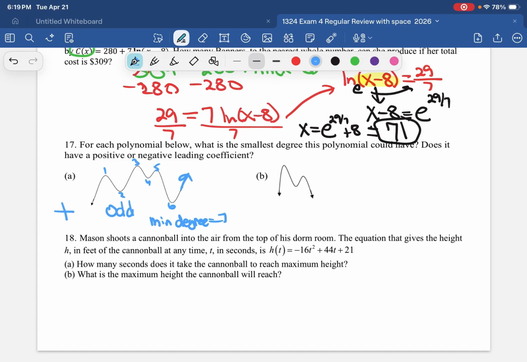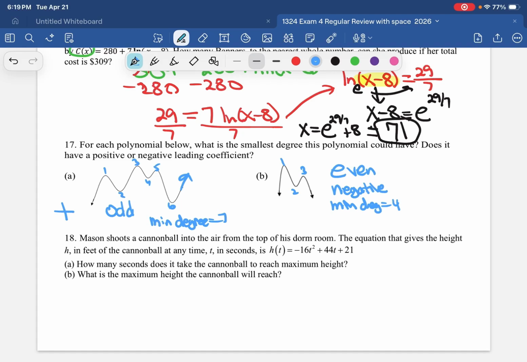For part B, it's even because the ends are going in equal directions. It's negative because both ends are going downward. And 1, 2, 3, it has a minimum degree of 4.